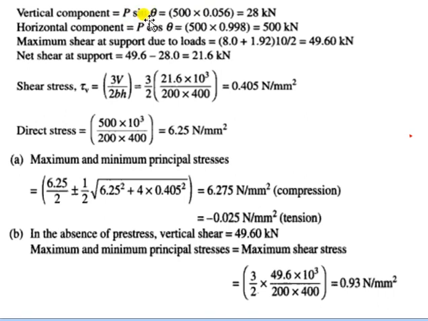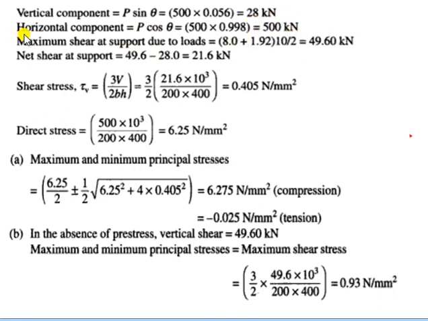So P sin theta is equal to 500 into 0.056, since sin theta is equal to theta. Therefore the vertical component is equal to 28 kilonewton. Horizontal component P cos theta is equal to 500 into 0.998, which gives 500 kilonewton.